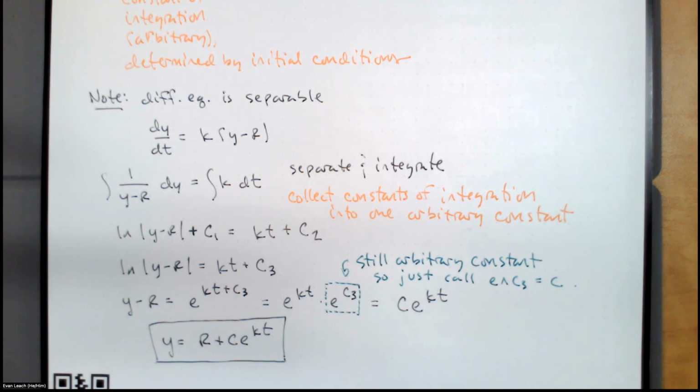Depending on whether the object is heating up or cooling off, that'll determine if C is negative or positive. If the object is heating up, then the temperature of the object is lower than room temperature, so we're going to start off with C being negative. If the object is cooling off, then C will be positive because we'll start off at R plus C rather than R minus C. But here's our general solution.